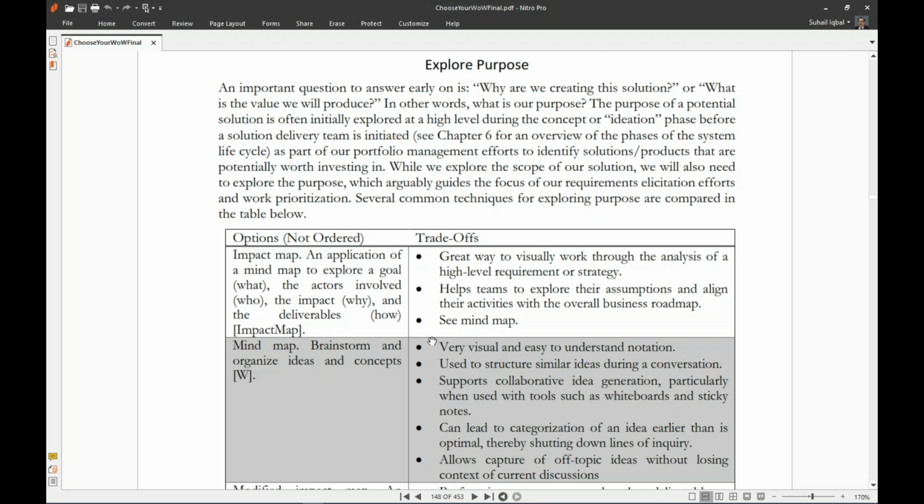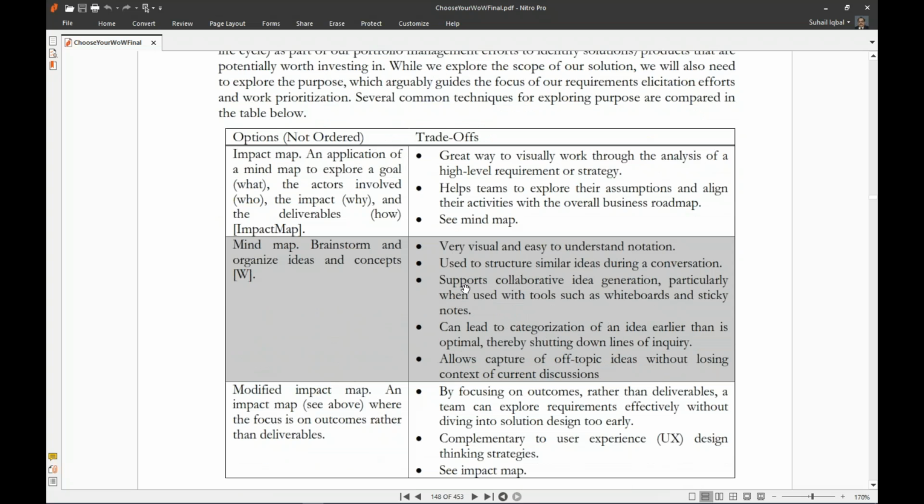So what are the options? First of all, they are not in order. First option is impact map, which is an application of mind map to explore a goal, what the actors involved, who, the impact why, and the deliverables how. Trade-offs: a great way to visually work through the analysis of a high-level requirement or strategy, helps team to explore their assumptions and align their activities with the overall business roadmap.